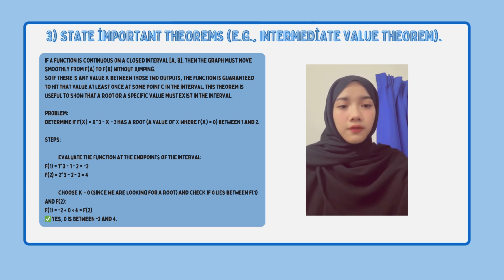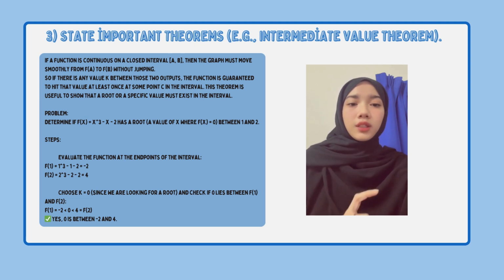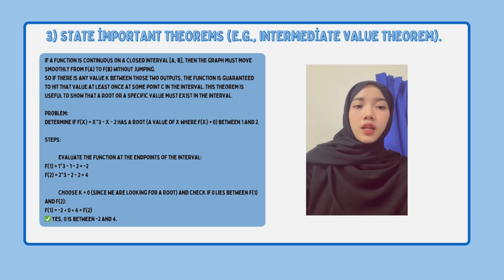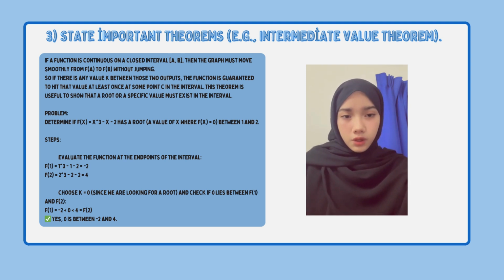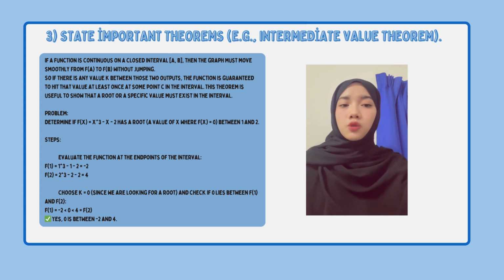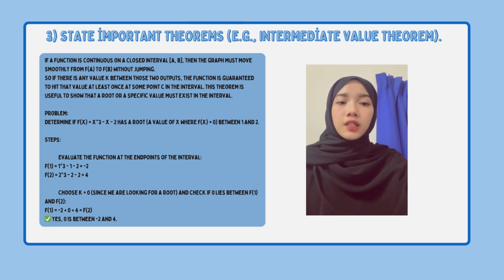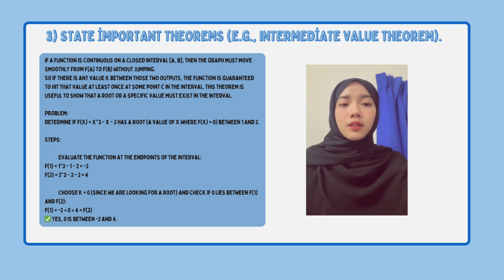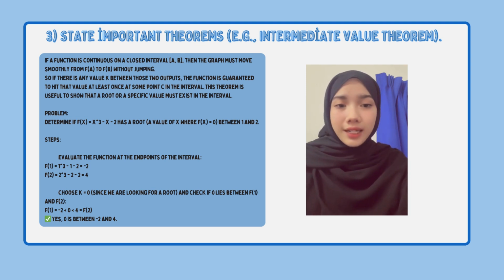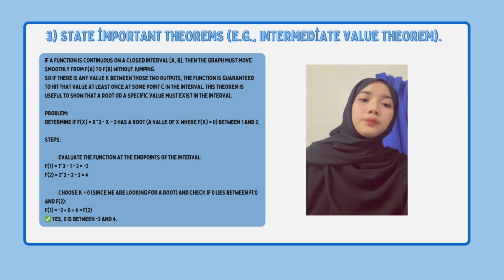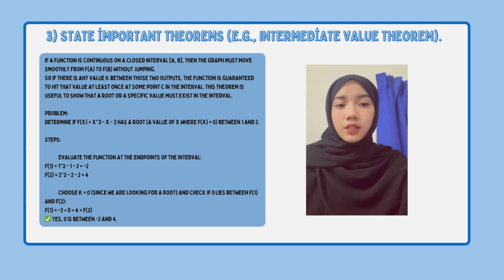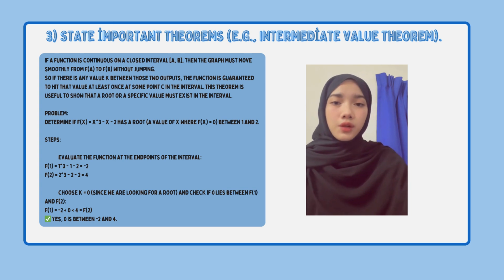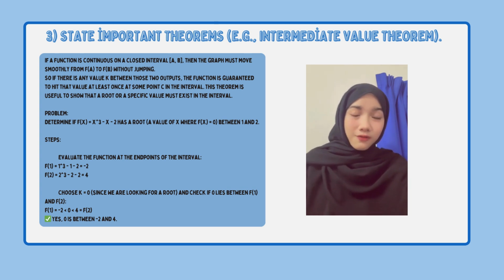We are looking for a root, so we choose k equals 0. Notice that 0 lies between negative 2 and 4. Since the function is continuous on square bracket 1, 2 square bracket, IVT guarantees that there exists some c in the open interval, that is parenthesis 1, 2 parenthesis, such that f of c equals 0. That's all for me. Thank you.